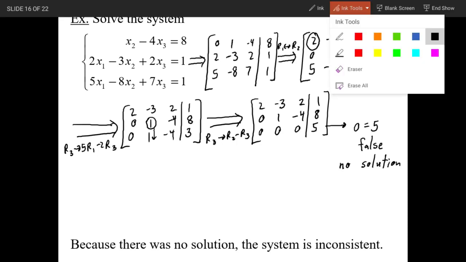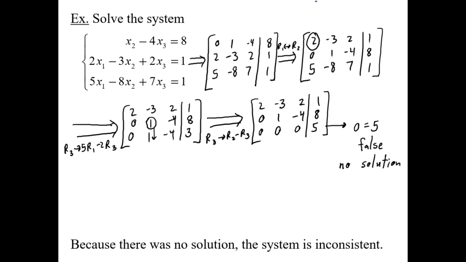What if something different had happened? What if, instead of a 5, this had also ended up being a 0? Notice now the bottom row says 0 equals 0. That's a true statement, right? No solution means we get something that is blatantly false, right? We're, again, inconsistent. It doesn't make sense. If we get 0 equals 0 on the bottom, that's fine. There could still be a solution. So it's important to notice that just because all the x's disappear doesn't mean it's automatically no solution. So be careful about that.